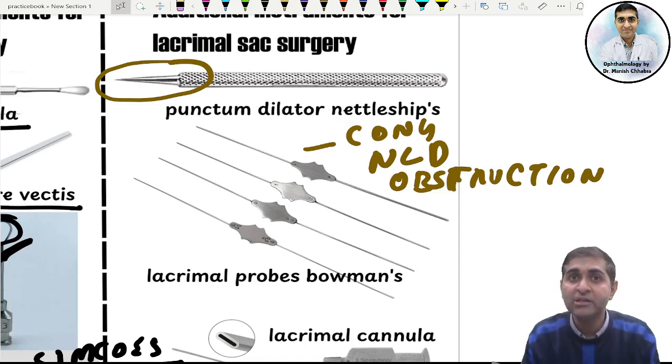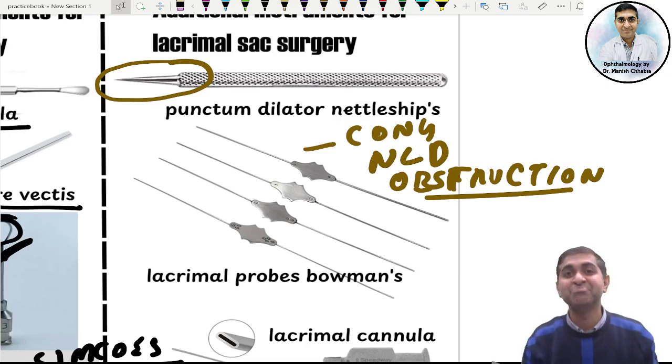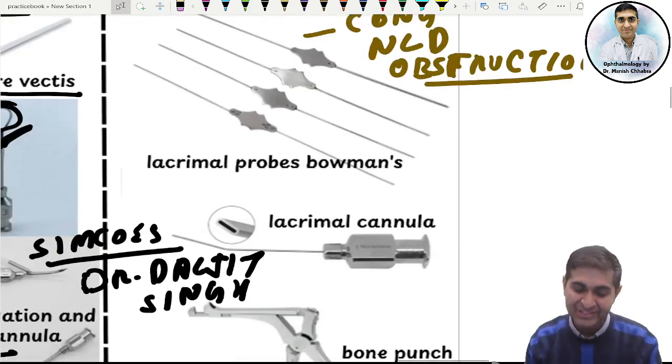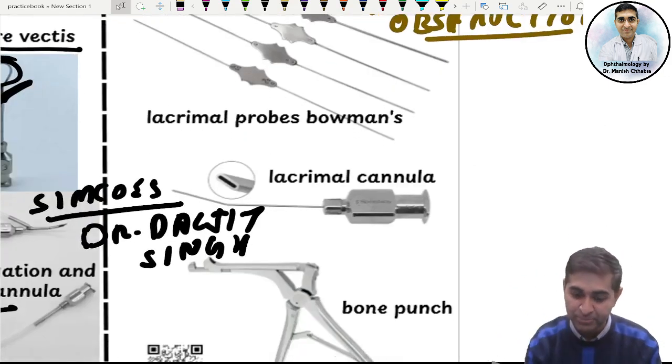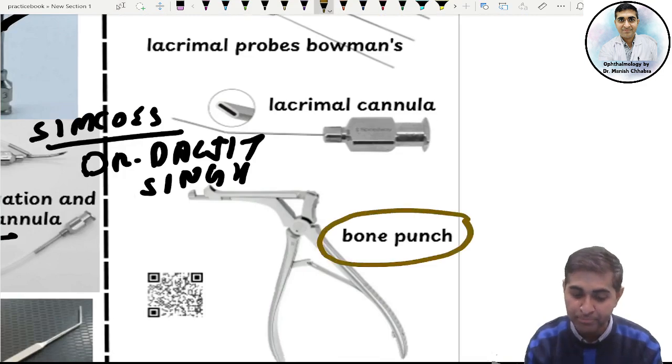If it is not cured with Crigler's massage along with antibiotic, which is tobramycin, for 3 months, you go on for syringing for another 3 months. If it is not cured, you go on for Bowman probing. Yes, that is the sequence. This is also your previous year question. Then you go on for bone punch.